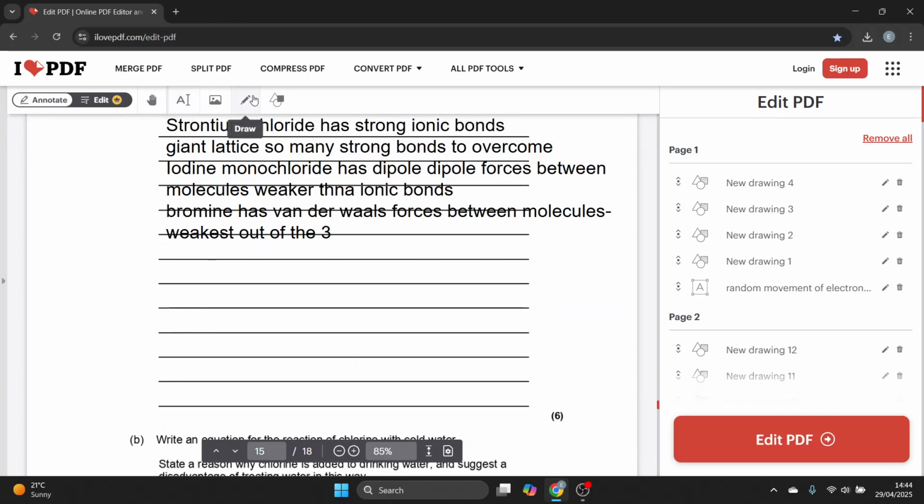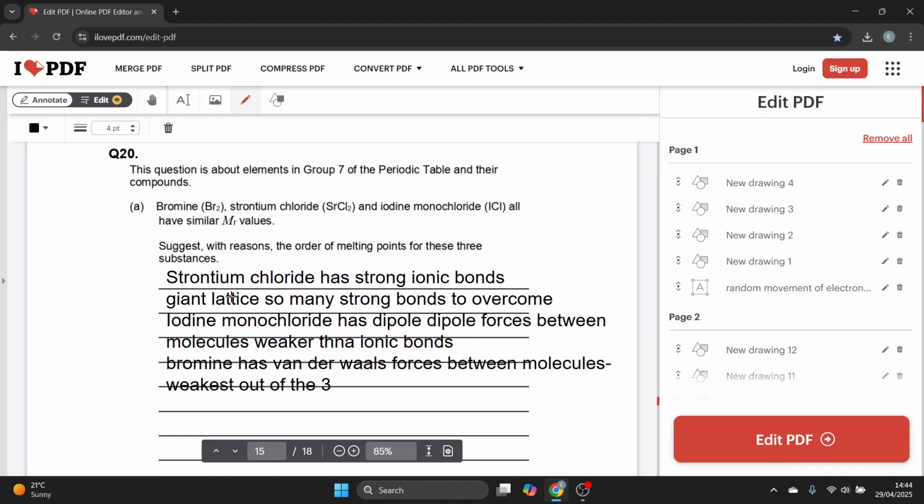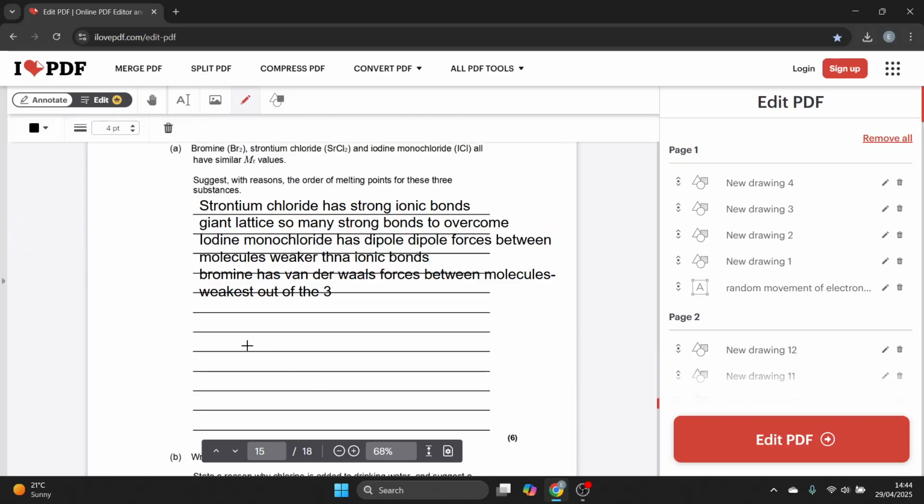And then the order of the melting points, well, therefore I've said strontium chloride has strong ionic bonds, so strontium chloride has a melting point greater than iodine monochloride, and iodine monochloride has a melting point greater than bromine. Yep.